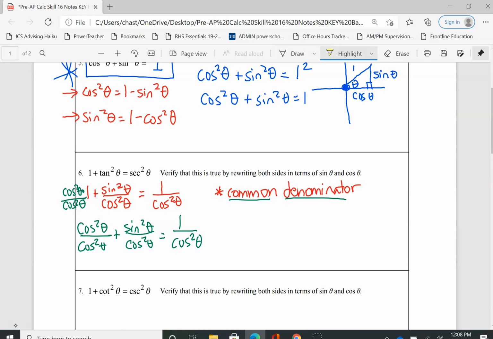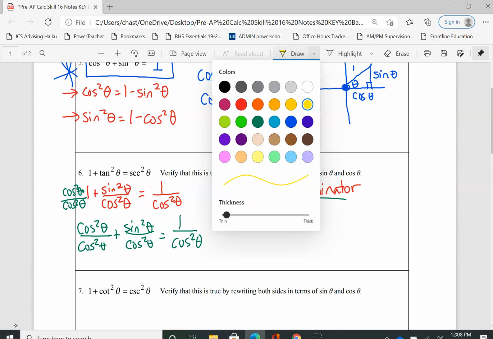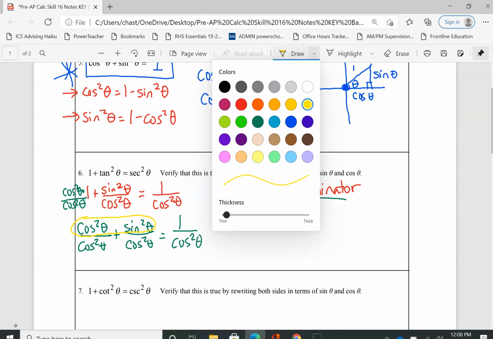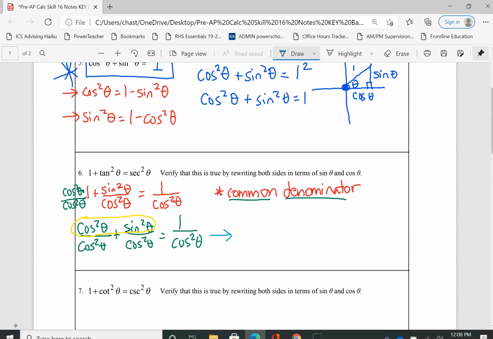Looking at this part right here, we can see that we have cosine squared plus sine squared. We have a common denominator, so we can add the numerators together. This yields, so cosine squared plus sine squared is 1. And both sides check out. So this is another identity that we need to know. 1 plus tangent squared equals secant squared.